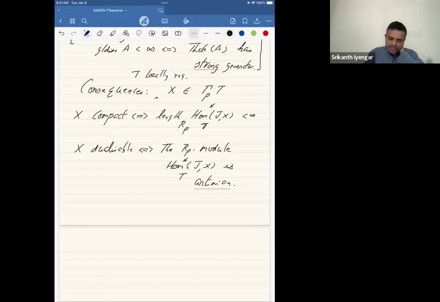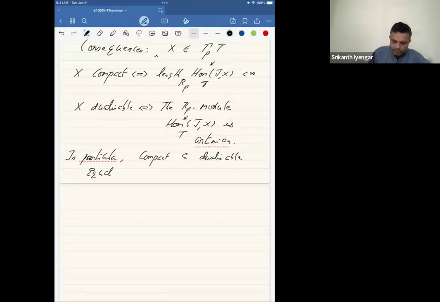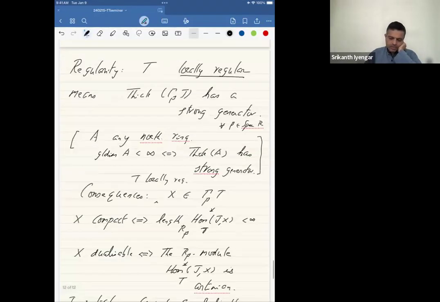Okay. And by the way, just as an aside, it also follows that compacts and dualizables coincide, so in particular every compact is dualizable in the P local stratum. So although we started with a rigid TT category, the P local stratum will not be rigid unless P is minimal, if and only if P is minimal, in the sense that it's a minimal prime in the spectrum. Okay, so this is one consequence of regularity.